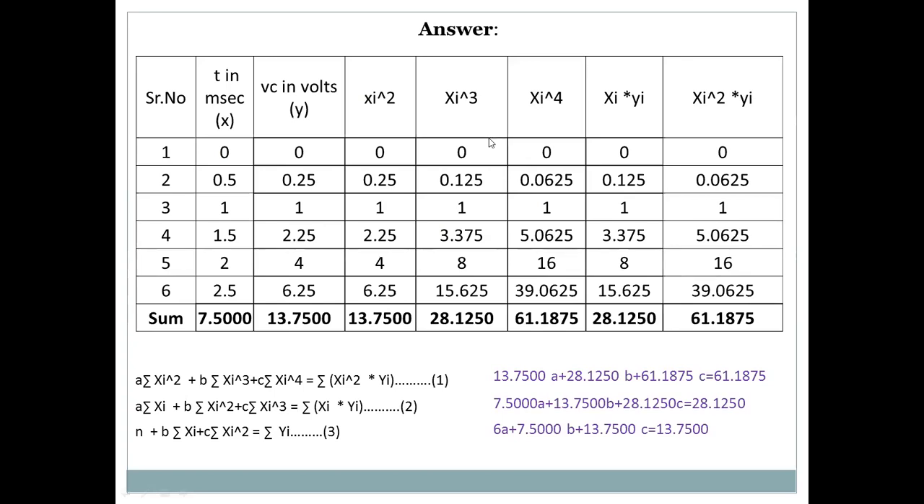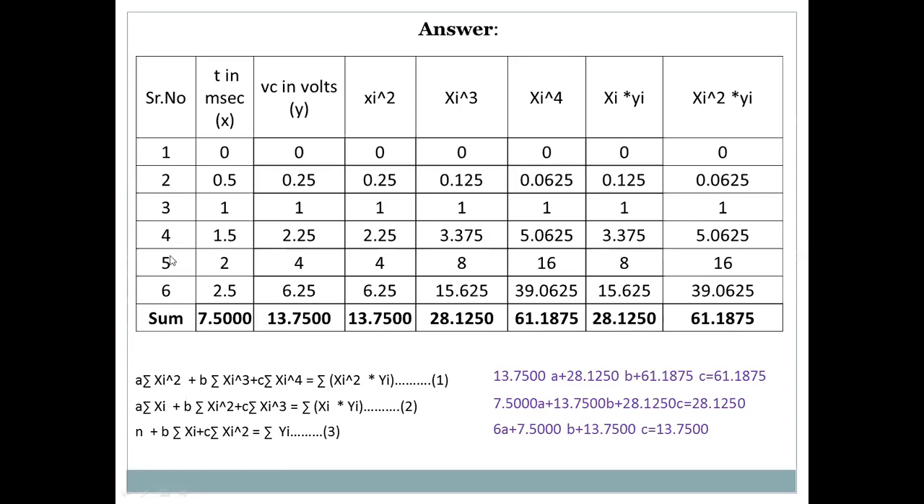So take some time and check your answer with this answer. The sum of x is 7.5, sum of y is 13.75, sum of xi square is 13.7500, sum of xi cube is 28.1250, sum of xi raised to 4 is 61.1875, sum of xiyi is 28.1250, and sum of xi square yi is 61.1875.